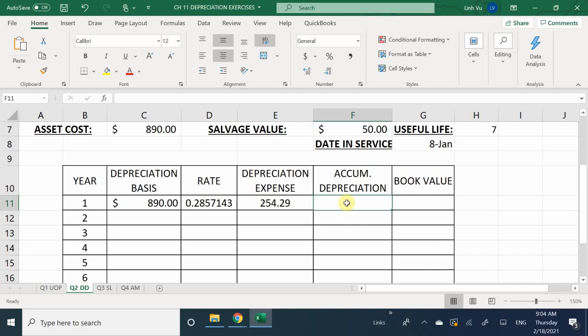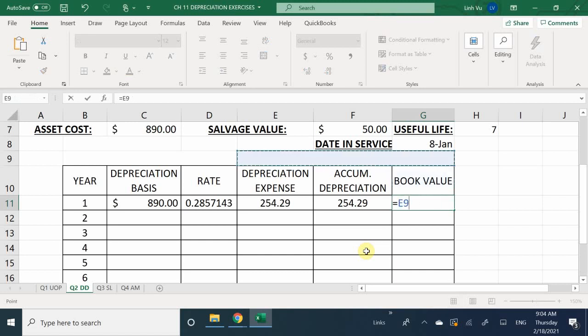So then what is my accumulated depreciation? 254.29, because there is no previous year. So your automatic assumption is it's going to be your current year's. Now that I have this piece of information, what is going to be my book value? $635.71.